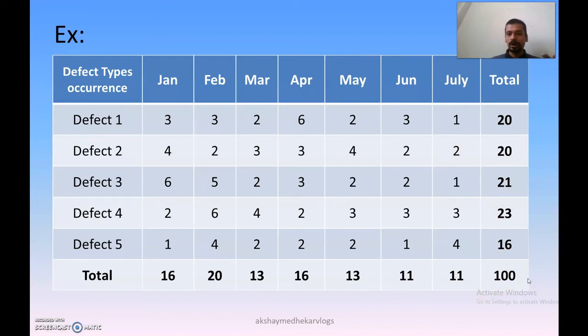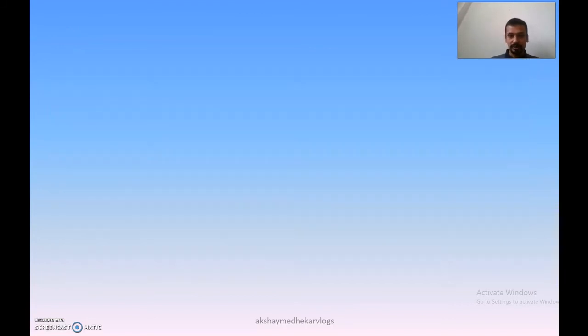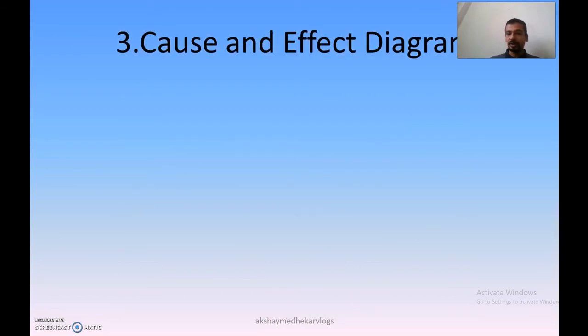So according to that, you have some data to analyze the defects, and then you can take corrective and preventive action to reduce those defects, and so you can improve the process like that. Next we'll check the next quality control tool, the cause and effect diagram.